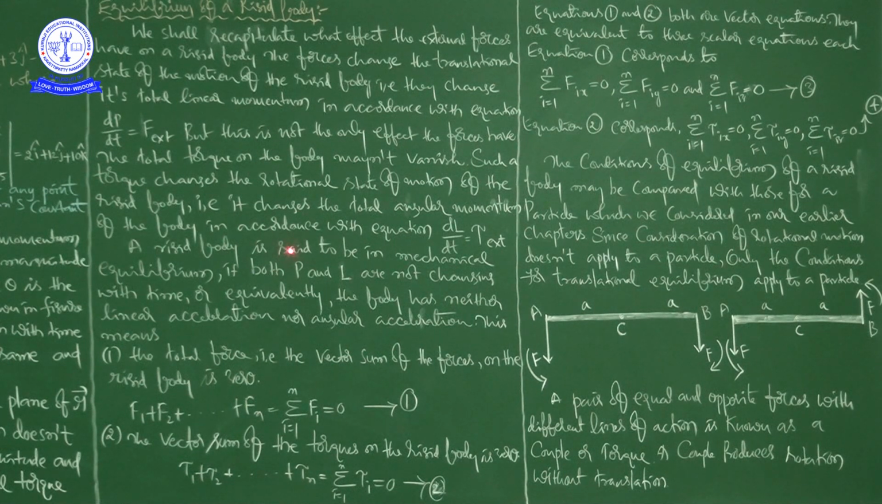From here onwards, with the help of these equations we can cross check and verify the information. Next, see here, equations 1 and 2. Both are vector equations, because force is a vector and torque is also a vector quantity, and they are equivalent to 3 scalar equations each.